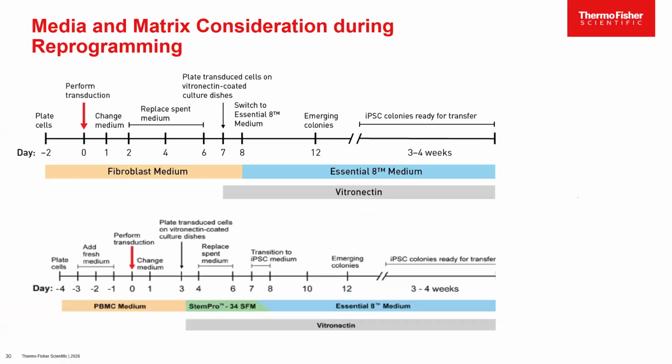Now, with the reprogramming protocols, you'll notice that at the later ends, whether you're reprogramming fibroblasts, like you see in the top schematic, or blood-derived PBMCs, like you see in the bottom schematic, there is media that's specifically used in the later half of the protocols that is very specific to pluripotent stem cells. These cells, if you remember from Tom's talk, are a transient population of cells.